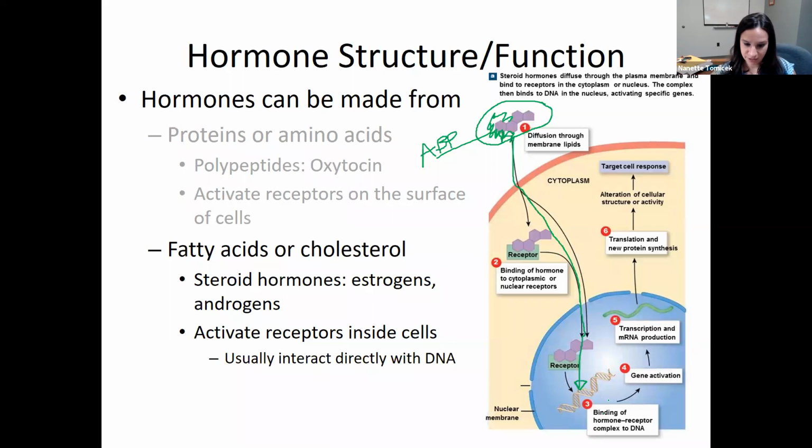Once they find their way onto DNA, the gene gets activated. We make a copy of that gene in the form of mRNA, which is then able to leave the nucleus. The DNA can't. So a little bit of RNA, a copy of that gene, comes out, and then that gene will get translated into protein, and we'll make lots of proteins, whatever we were trying to make. Maybe it's more hormones, maybe it's something else. And that target cell will have its response.